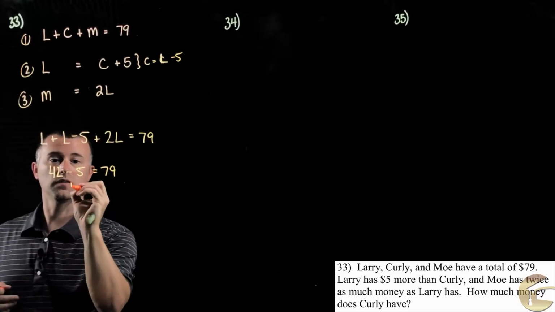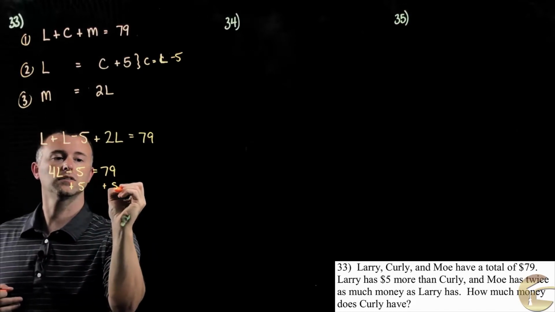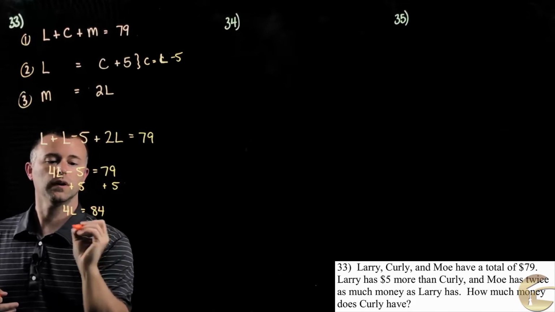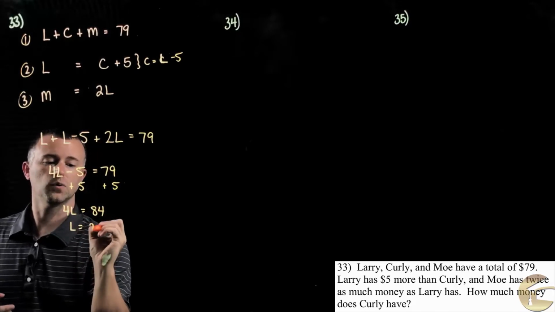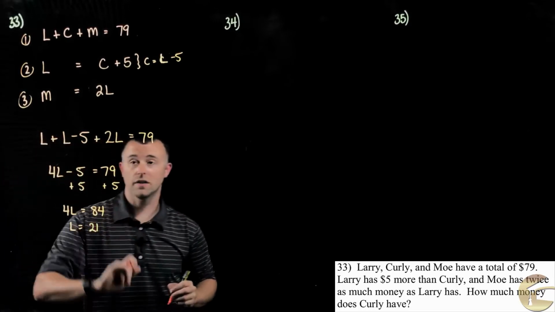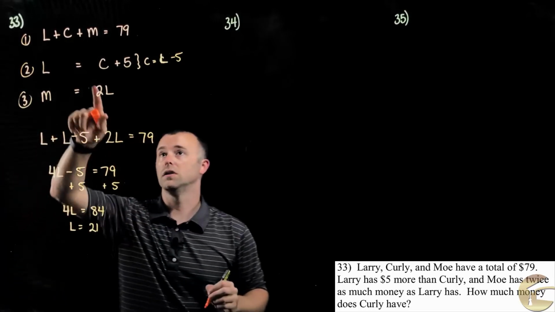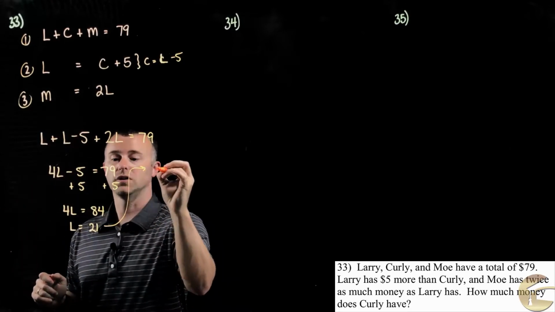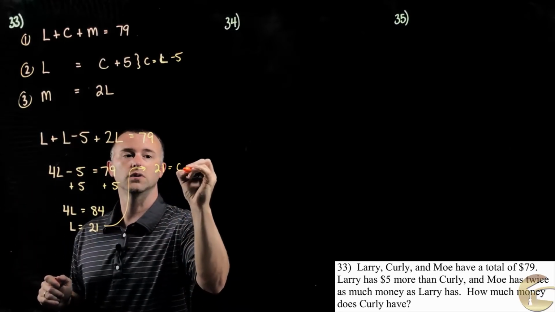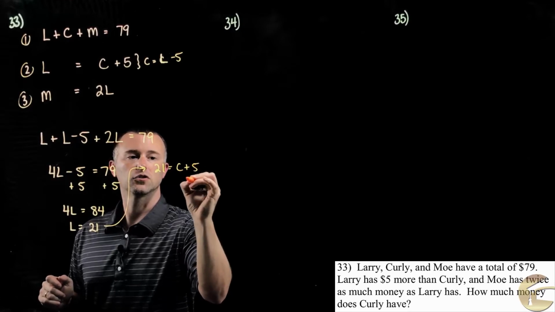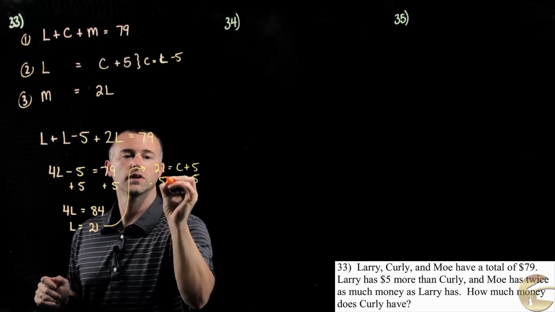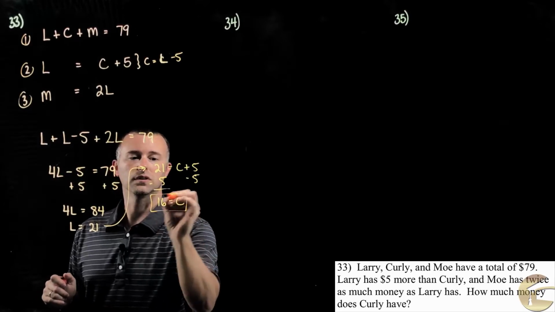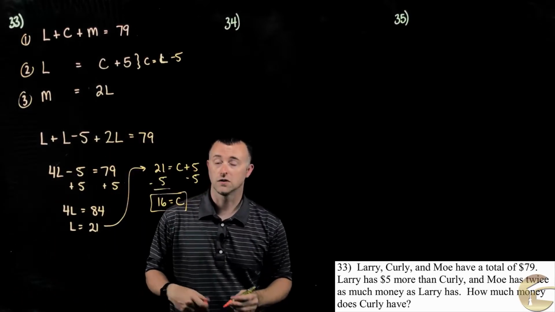So now I'm going to keep solving this. I'm going to add 5 to both sides. So now 4L is equal to 84. And then L, if you divide by 4, is 21. So now that I have L, in this case, I can get C, because I know that L is C plus 5. So 21 is equal to C plus 5. So I'm going to subtract 5 from both sides, and that's going to give me 16 is equal to C. And that's going to be your answer for number 33.